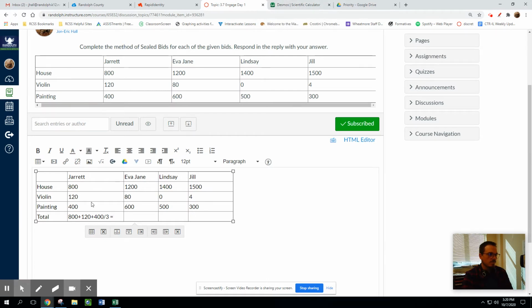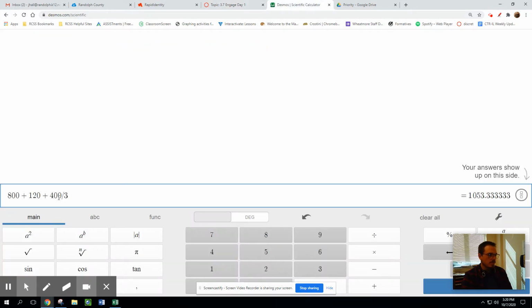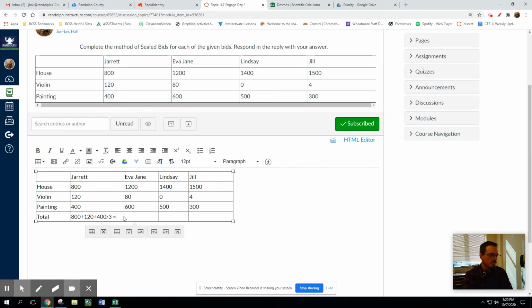800 plus 120 plus 400. Copy, paste. Now, make sure you put parentheses around it. So 440 would be the total, actually the fair dollar share for Jarrett.